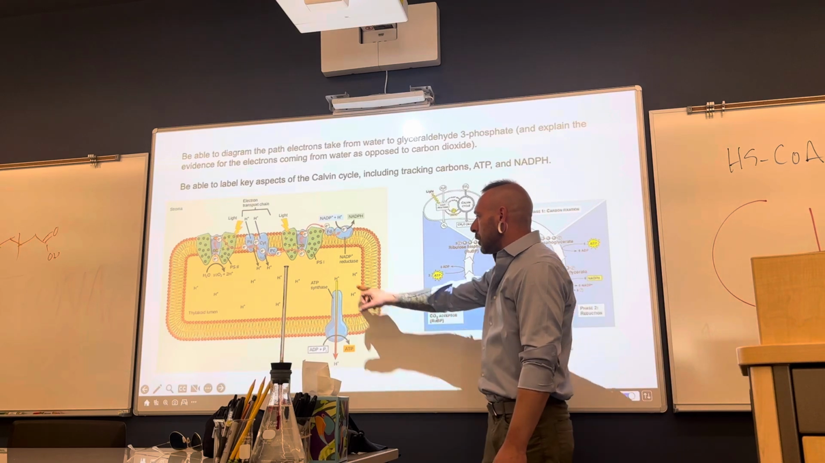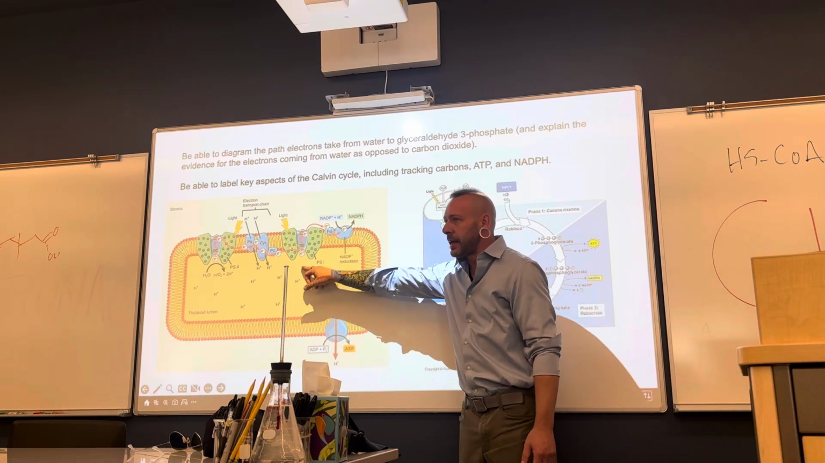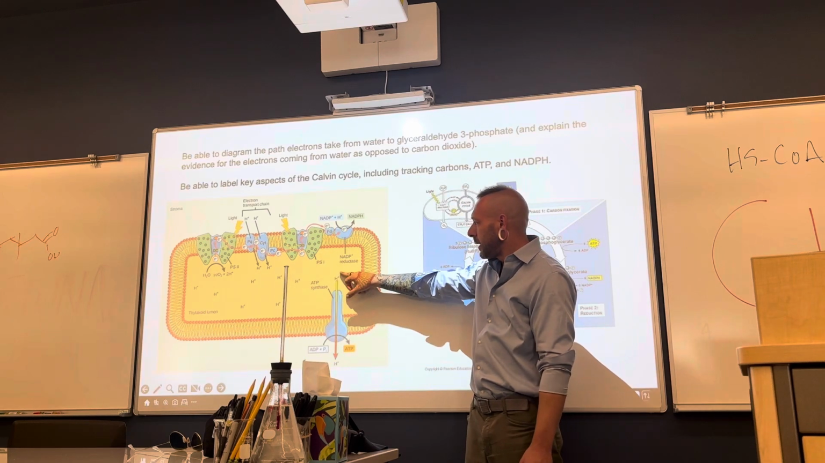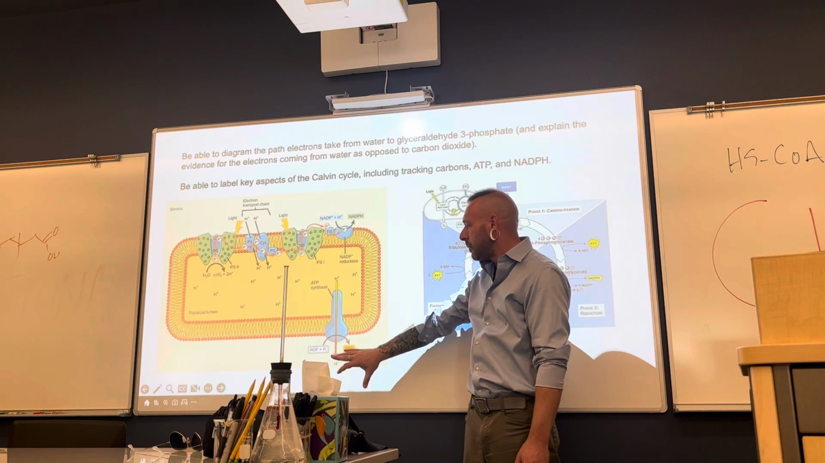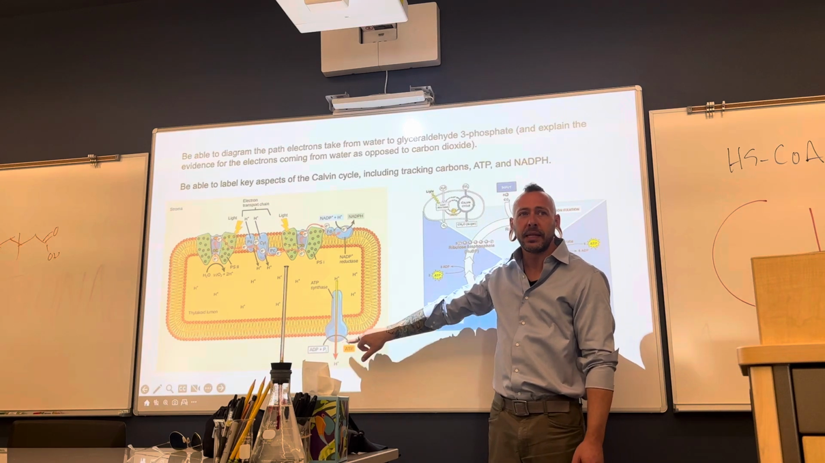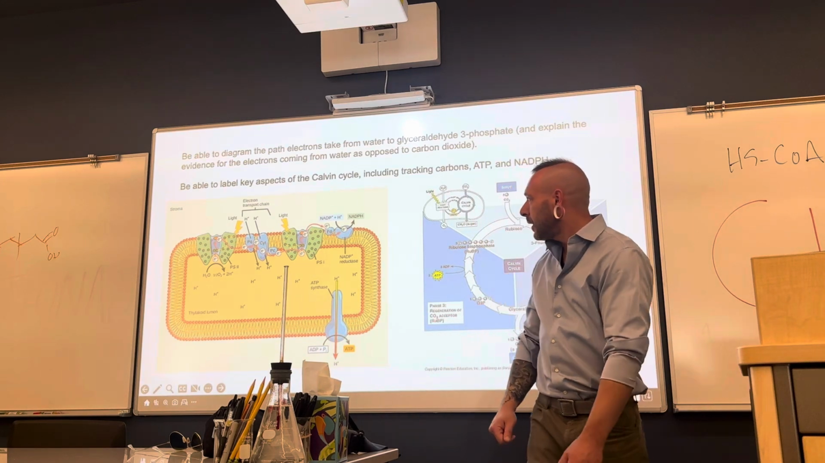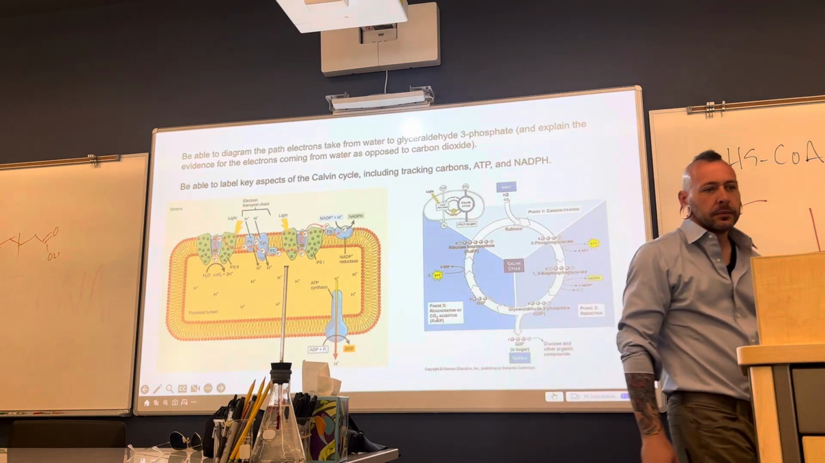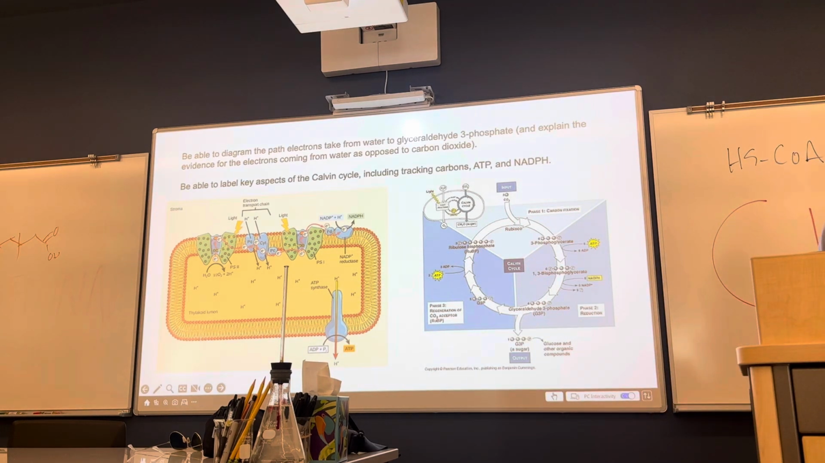So all those protons we concentrated represent potential chemical energy, and then they're going to flow down their concentration gradient back into the stroma, and that energy is going to be used to generate ATP. That's how we get ATP. Where's that NADPH, where are those electrons going to go? Calvin cycle, y'all. It's going to go into the Calvin cycle, which is right here.